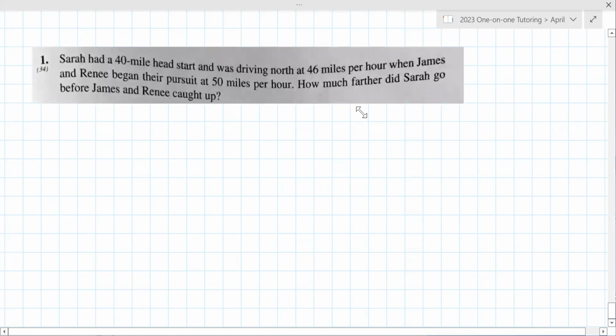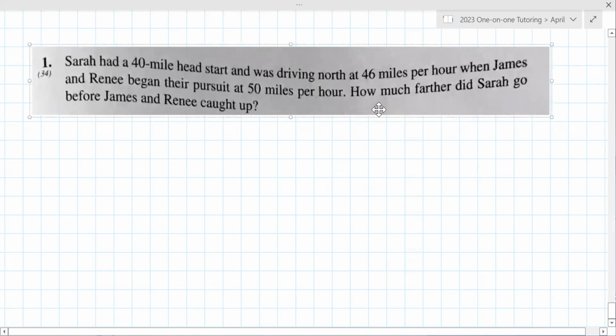All right, Sarah had a 40-mile head start and was driving north at 46 miles per hour when James and Renee began their pursuit at 50 miles per hour. How much farther did Sarah go before James and Renee caught up? So the scenario here is, here's J and R, and there's a 40-mile head start here.